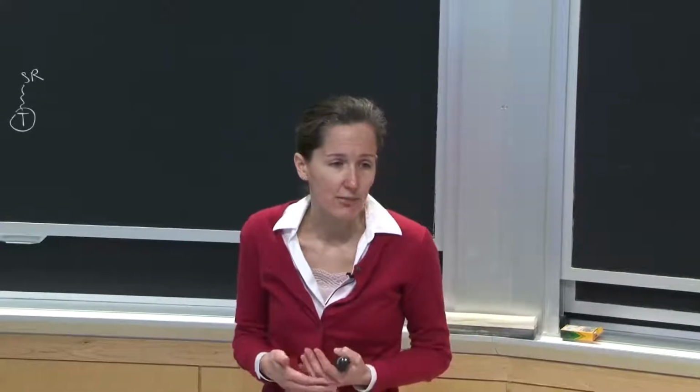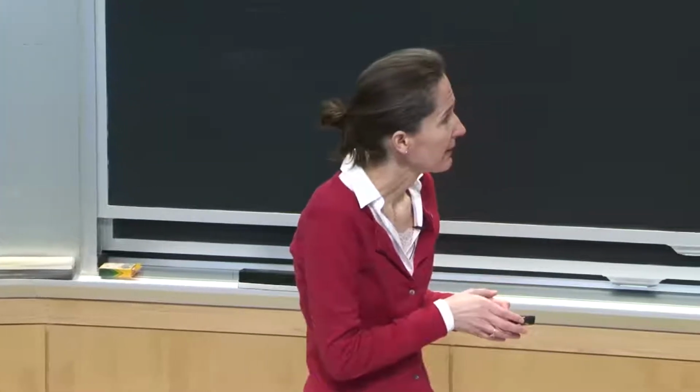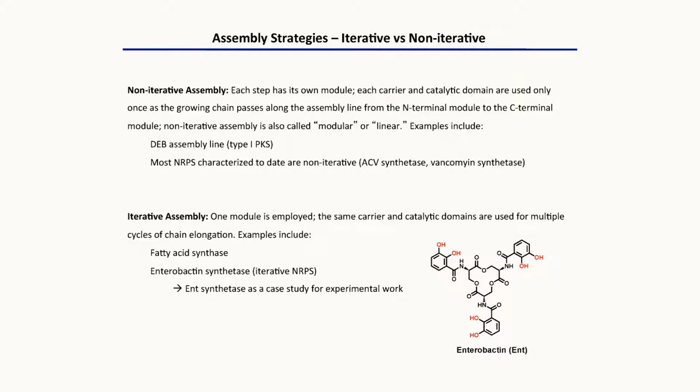for the biosynthesis of a natural product called enterobactin, and this is a siderophore. And so in thinking about this, what I would just like to first note is that when we talk about these assembly lines, we can group them into two types, which are non-iterative and iterative assembly. And so what does this mean? So we've seen examples of non-iterative assembly last time on Monday with the ACV tripeptide and the vancomycin synthetase. So in these non-iterative assembly lines, effectively each step has its own module. So each carrier protein, T domain, each condensation or catalytic domain is used only once as the chain grows.